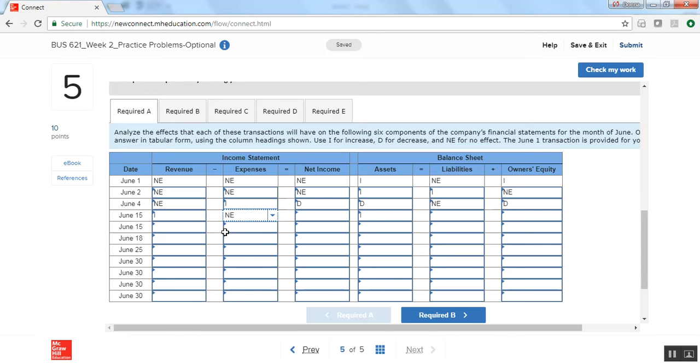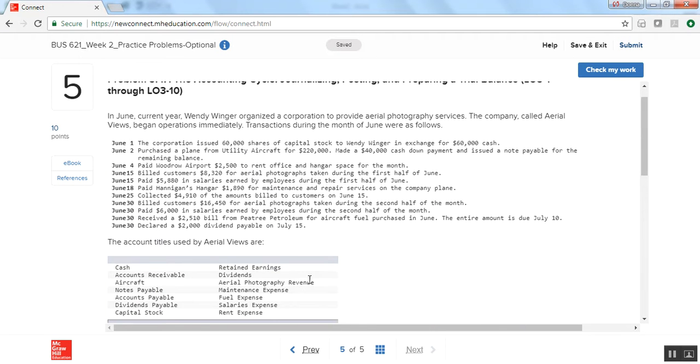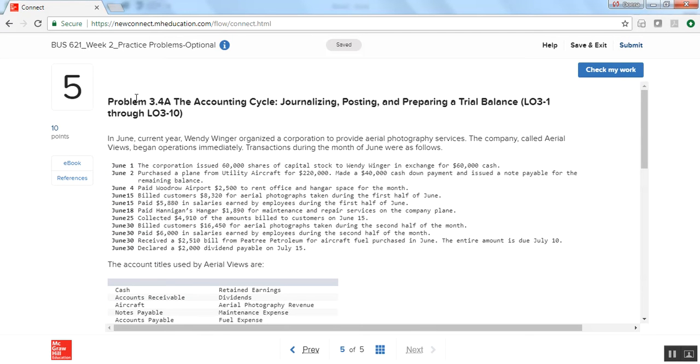Expenses have no effect. Therefore, our net income in total increases. Net income rolls up to equity on the balance sheet. So there's an increase there, and then no effect on liabilities. That's an example of how we would fill out this problem. If you would like to see the rest of the answers, you can go to the practice problems, and it's problem number 5 of the practice problems and problem 3-4A in the book.